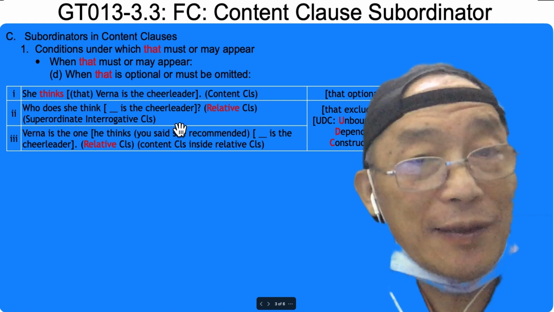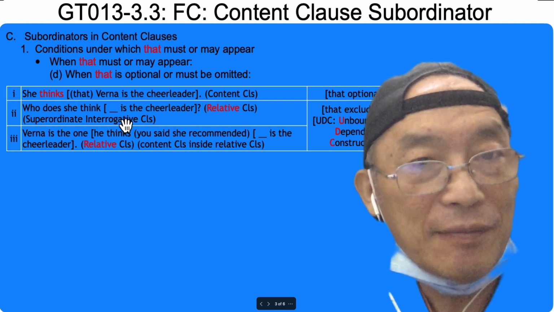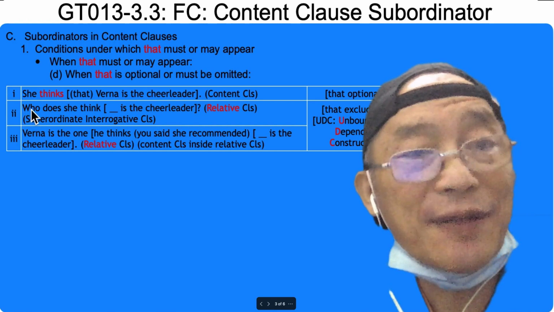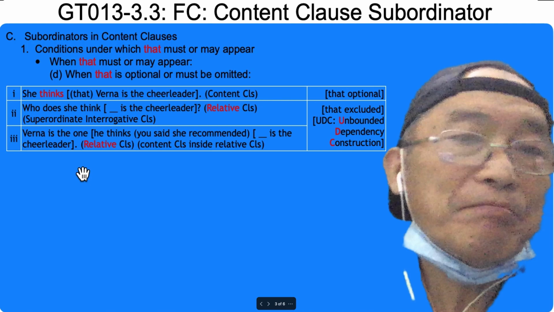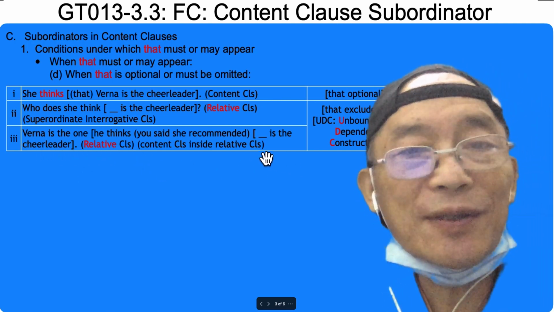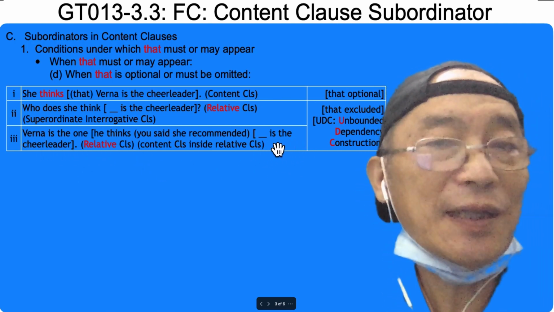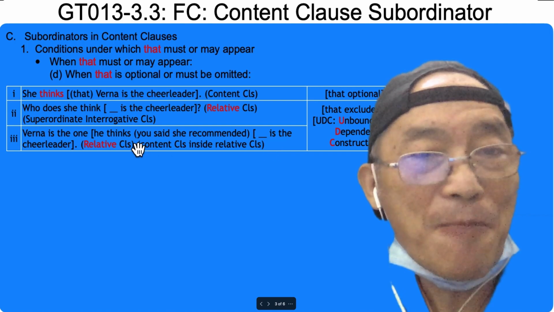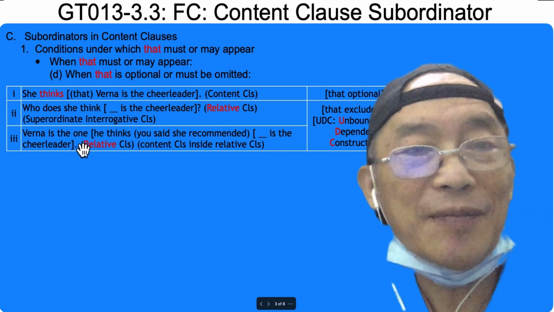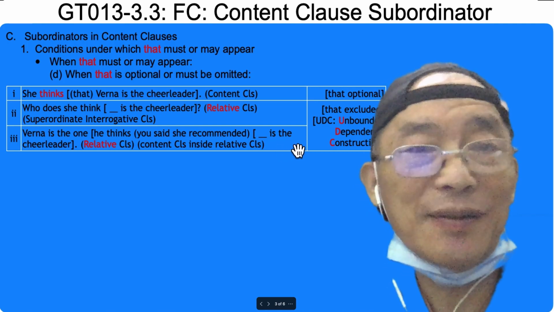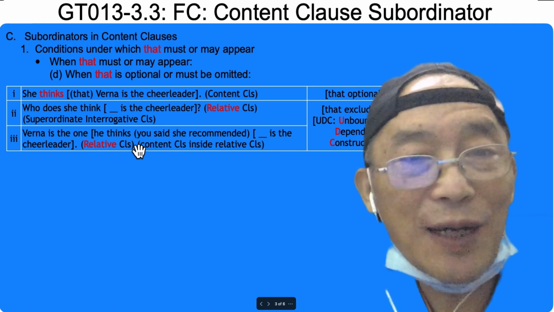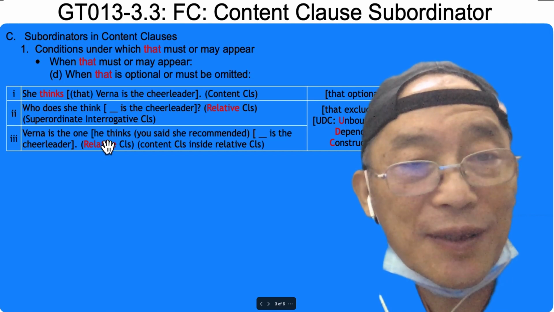Although it's a relative clause, because of the existence of this, the subject must be omitted. And this one is also similar. You cannot use this one because this is the subject. The one is the subject for this clause. And this is a relative clause starting from this word.